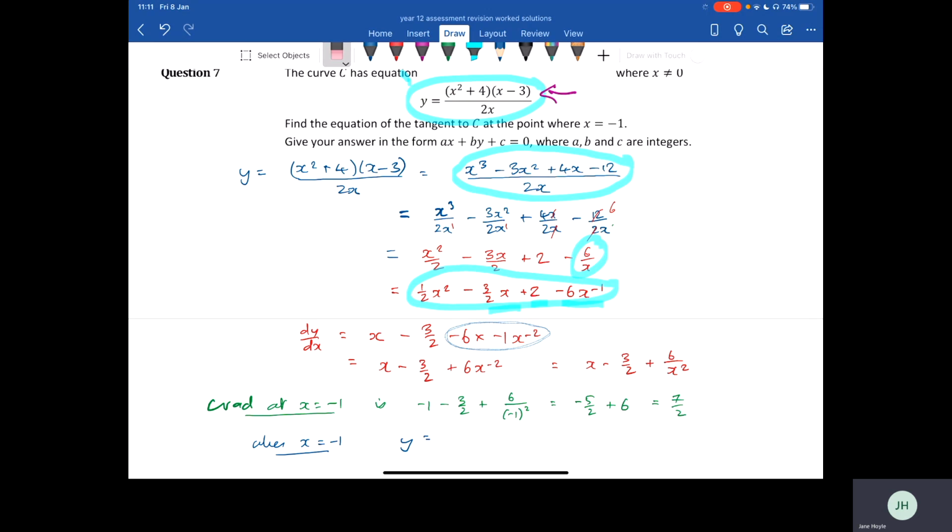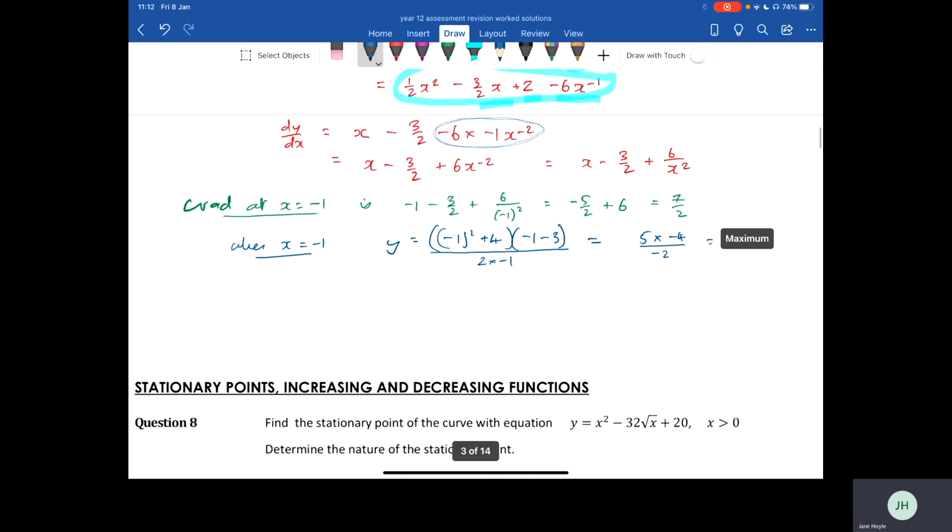So I've got x squared plus 4. That is going to be -1 squared plus 4, multiplied by -1 minus 3. And on the denominator, 2 times x, so 2 times -1. -1 squared plus 4, -1 squared is +1, so that's going to be 5. That second bracket will be -4, and on the denominator, I've got -2. So that's -20 over -2, that's +10. So these are all the bits I need.